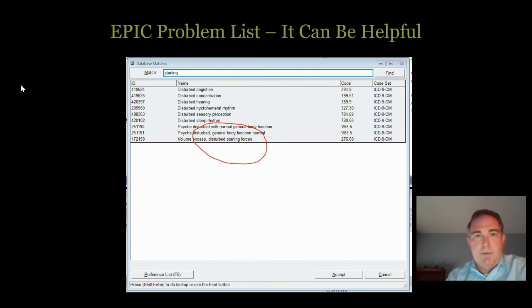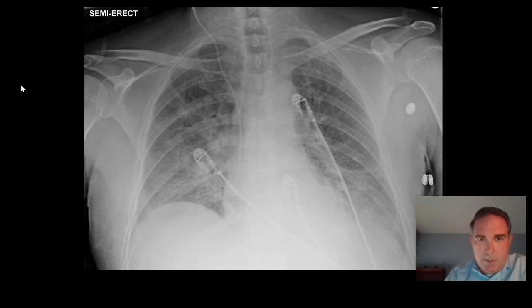And there's actually a code for disturbed Starling forces. I think I remember seeing that as an indication once. But a lot of the time we don't know.